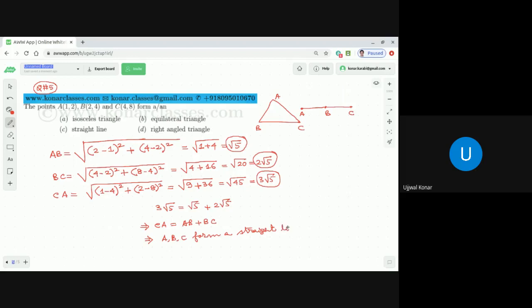A, B, C form a straight line, and we get the correct option as C. Any doubt, please do let me know, dear students.